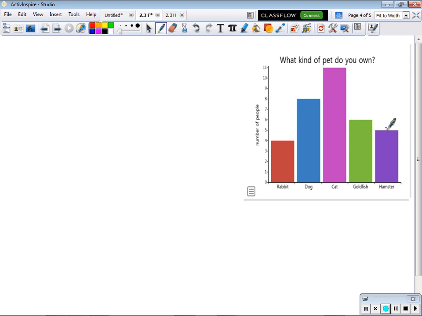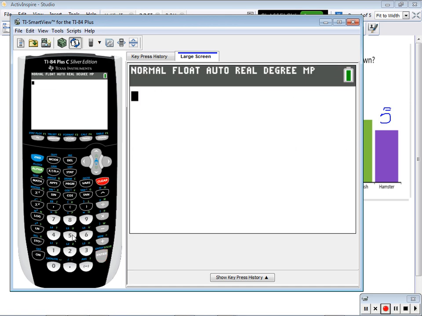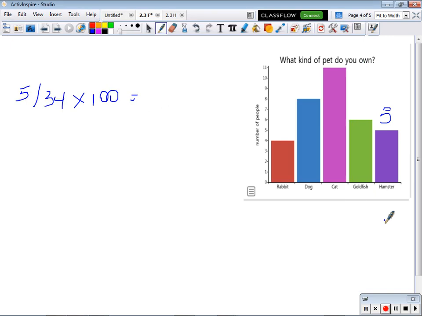So if you notice right here, it looks like there's 5 students that owned a hamster. So the first thing I want to know here is what percentage of students owned a hamster. So I'm going to do 5 divided by 34 times 100 to convert that to a percent first. So here I got 5 divided by 34 times 100. And when I do that, this comes out to be 14.7%. So since it's 0.7, let's call it 15%.